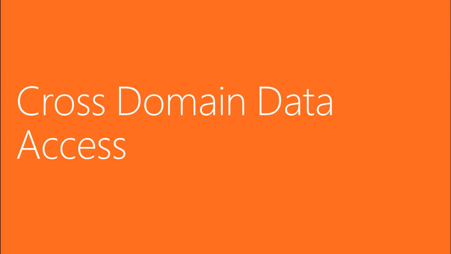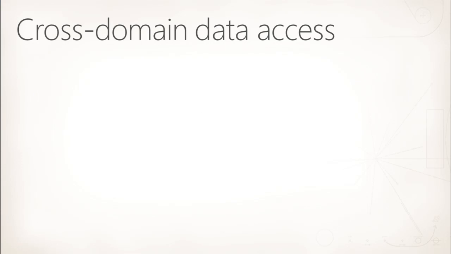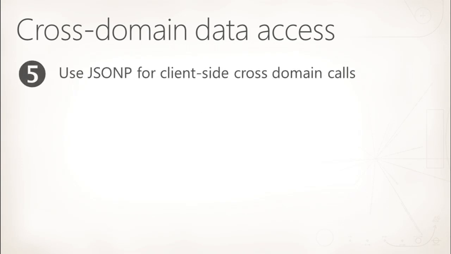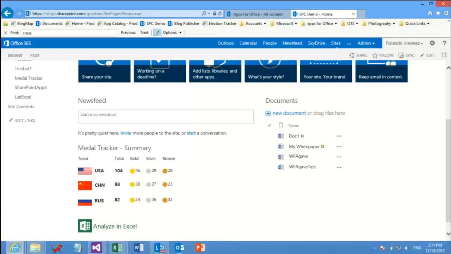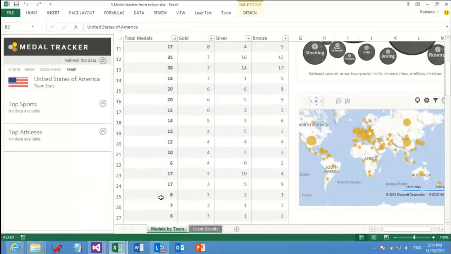So this is a common challenge, and there are many techniques out there on the web that you can use. And I want to talk about some of those so that you can apply them when you're building your apps for Office and apps for SharePoint. So the first one is you can use JSON-P to do cross-domain client calls from within your JavaScript client side. And let me show you a quick demo of how that is done. So I'm going to jump to another project here in Visual Studio.